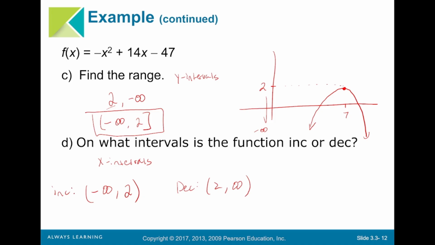So that's how we think about increasing or decreasing. It's really simple once you just kind of sketch the graph. I didn't even put too much thought into it. I threw down the vertex, thought about is it a U or an N, and you can easily pick up these questions.